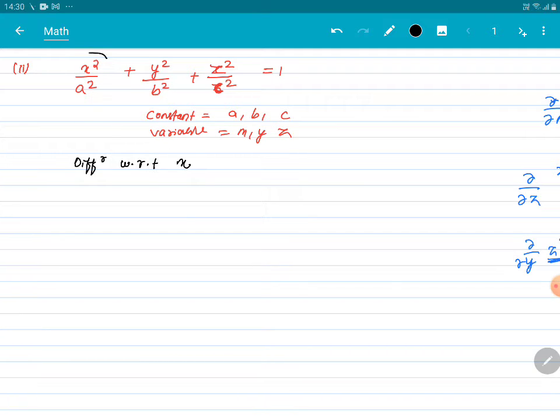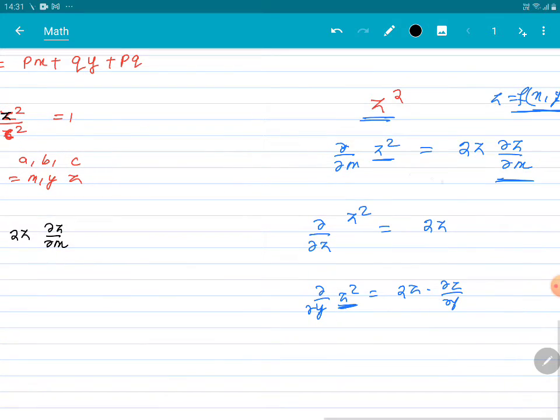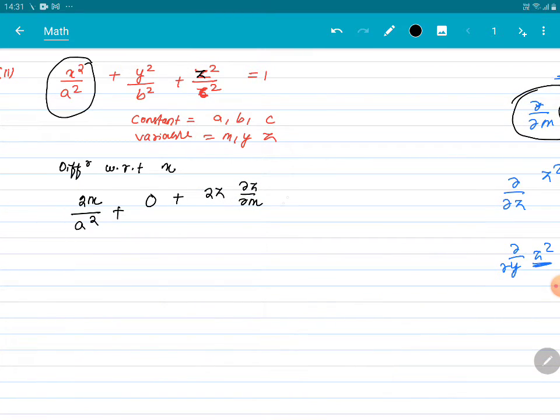So what is the derivative of x square? It will be 2x, and a remains a. The derivative of y square is 0, because y is not a function of x. The derivative of z square is 2z into del z by del x, because z is a function of x. Like the derivative of z square is 2z, and z is also a function of x. So this is called the chain rule. The derivative of 1 is 0.